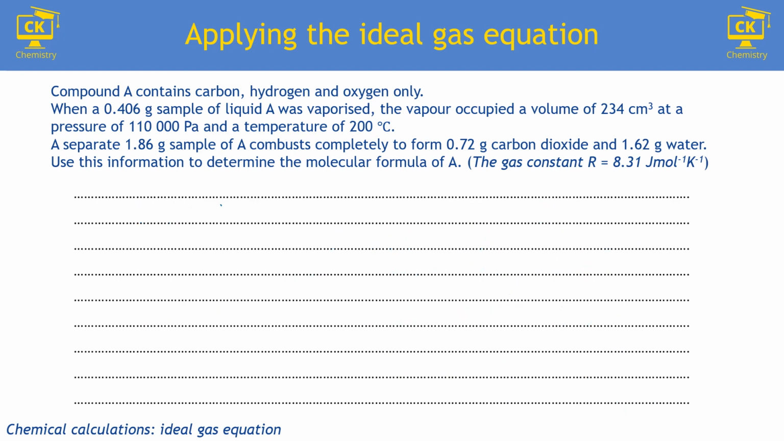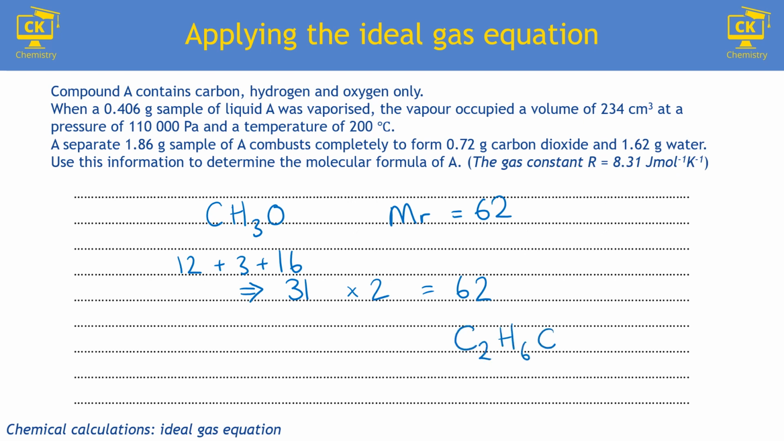So we know the empirical formula is CH3O. We know that the molar mass is 62. Add up 12 plus 3 plus 16. That gives me a mass of 31 for the empirical formula. Times that by 2 gives me 62. And therefore the molecular formula is C2H6O2. And that's how you do it.